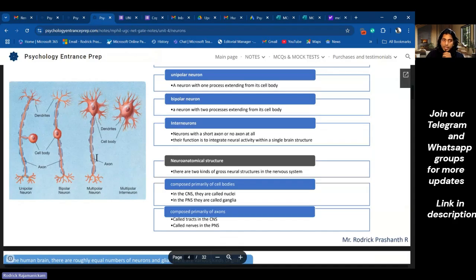So we have axons and cell bodies, which are called different names in the central nervous system and the peripheral nervous system. If they are just cell bodies in the peripheral nervous system, they are called ganglia, which was the question. In the central nervous system, they are called nuclei. For example, the lateral geniculate nuclei, they are just predominantly cells. And in the central nervous system, axons are called tracts. So white matter is basically tracts. And in the peripheral nervous system, they are called nerves. Okay, so that is one major distinction here.